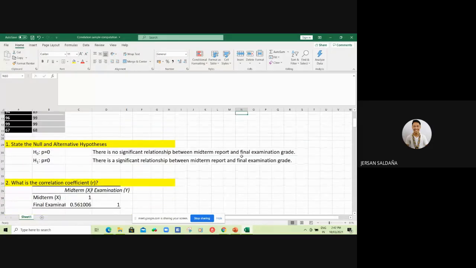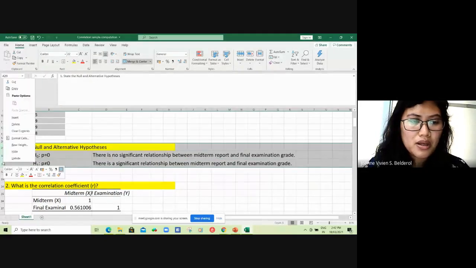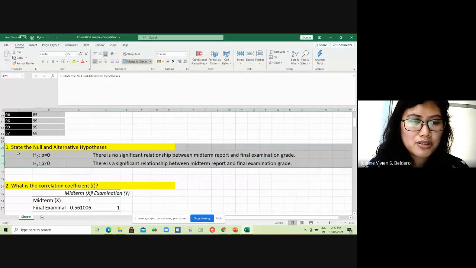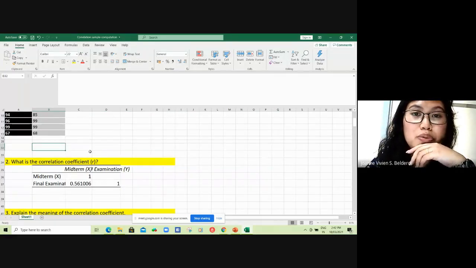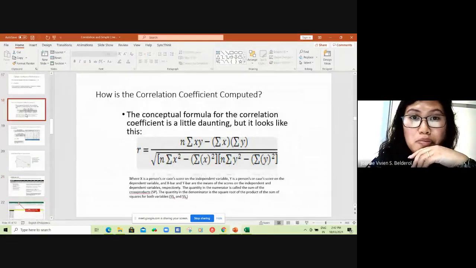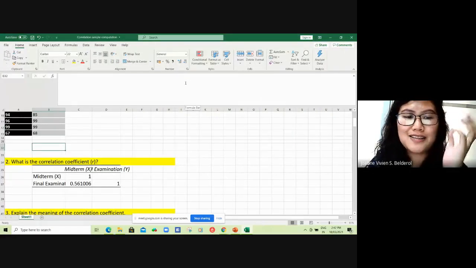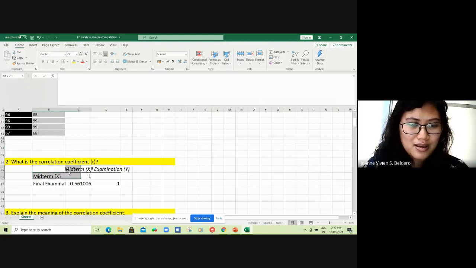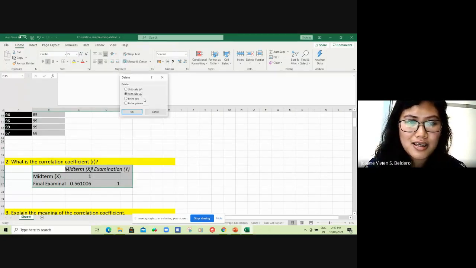Okay. Let's go to question number 2. So this time, what we will do is we will compute for the correlation coefficient. Now remember, there is that magical formula, very long and complicated. But Excel does that for you in just a matter of seconds. What do you do? Let me delete this so that you can see it.